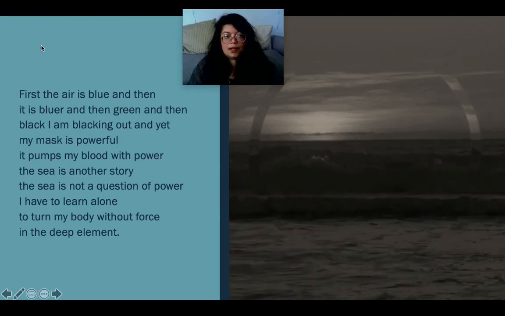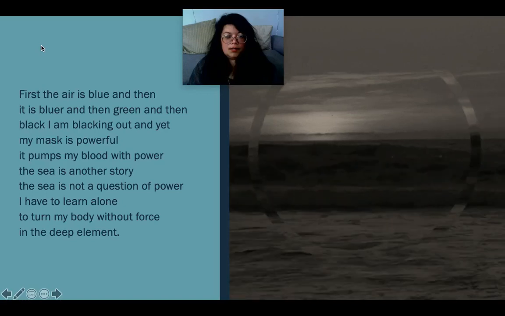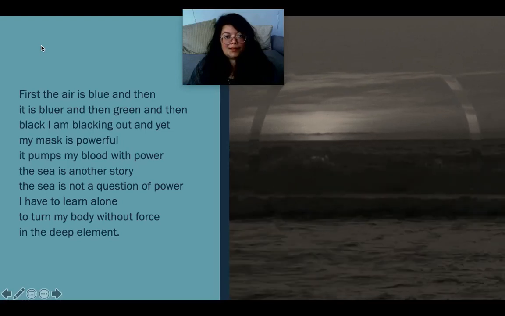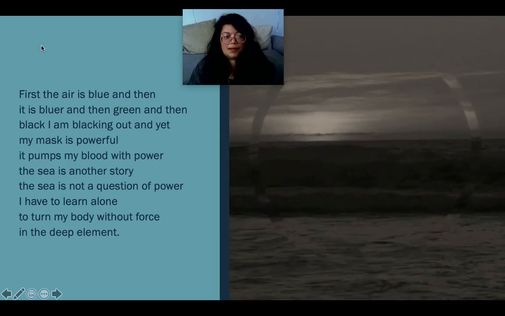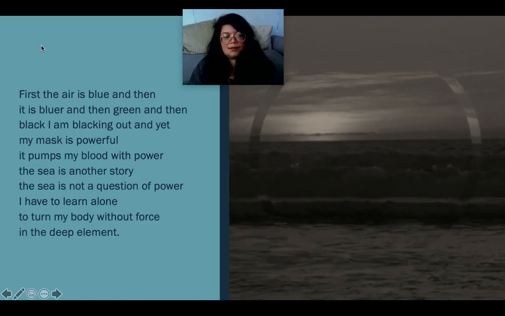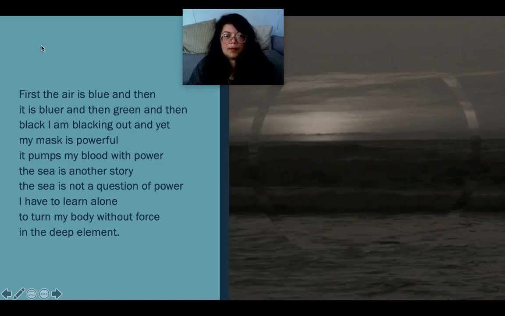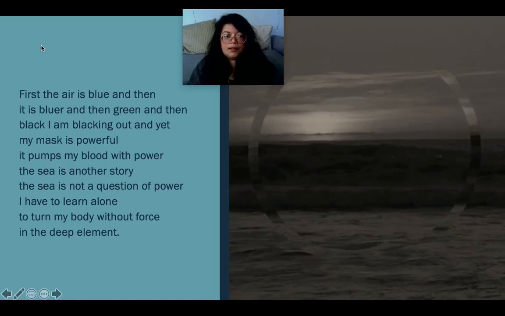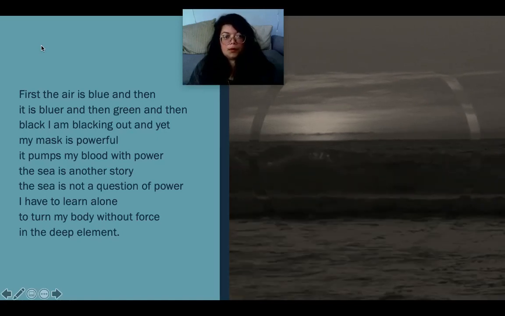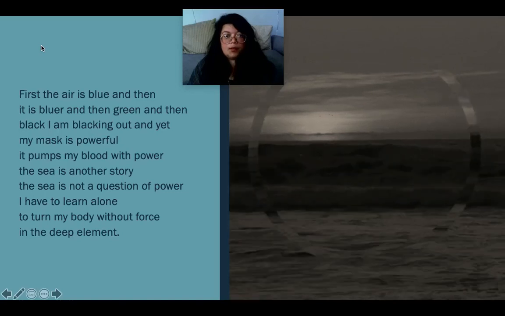We've always kind of been taught to fight, to rage, to rebel. Even in here, the sea is not a question of power. It's me that brought that, because my mask is powerful. It pumps my blood with power, but the sea is another story. The sea is not a question of power. I have to learn alone, because I have been taught wrong.